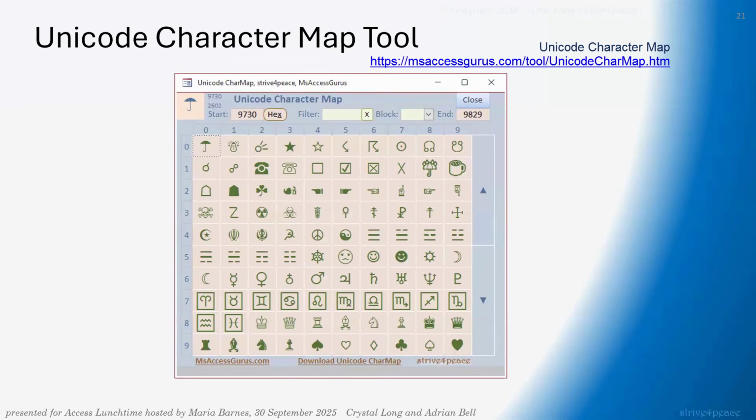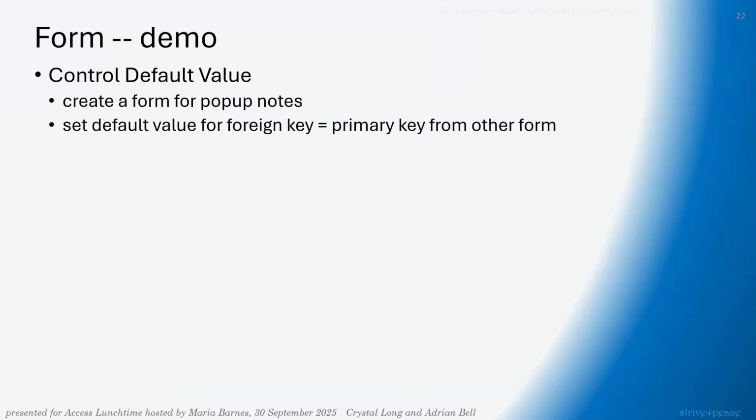symbols. I do have a Unicode character map little tool. I didn't put the link in here. I'll have to add it later. That you can download on my website, and it looks like the Windows character map, except it's for Unicode. And so you can browse through here and pick interesting things.